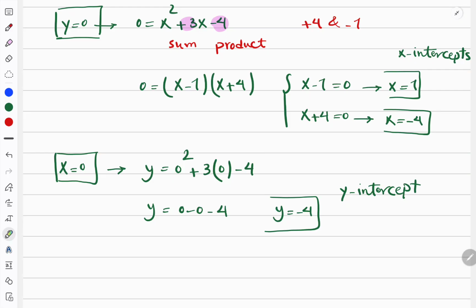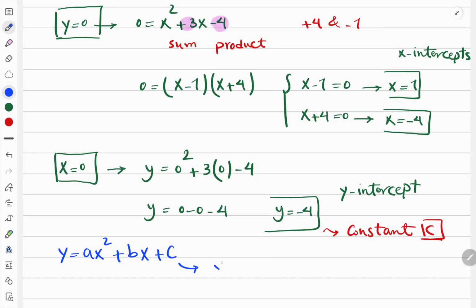So there is a trick. If you are going to find the y-intercept in this form of equation, you just need to find c. A, B, C are constants in any equation. So c is negative 4. So in an equation in this form, ax squared plus bx plus c, c is the y-intercept. And you don't need to calculate it. Okay. So far, so good.